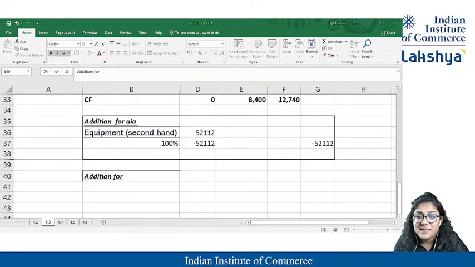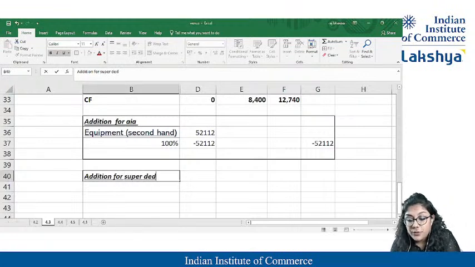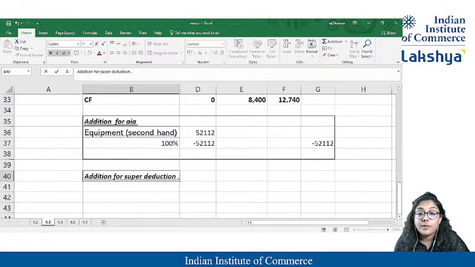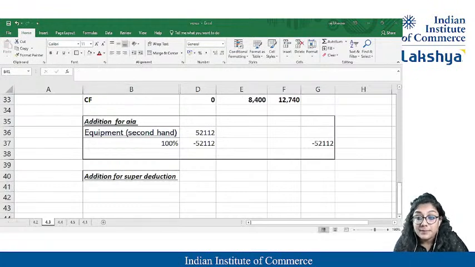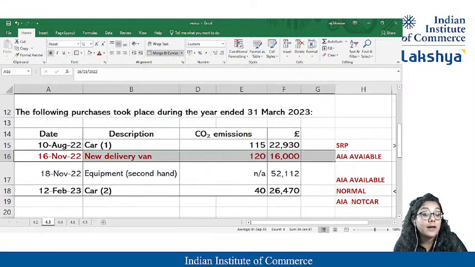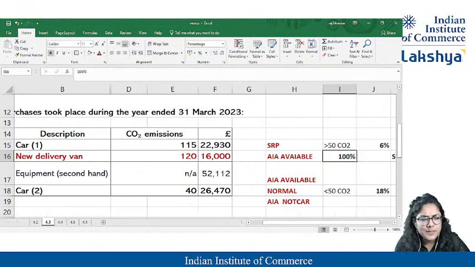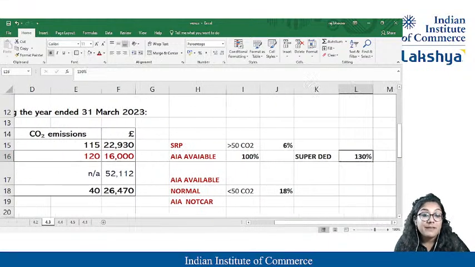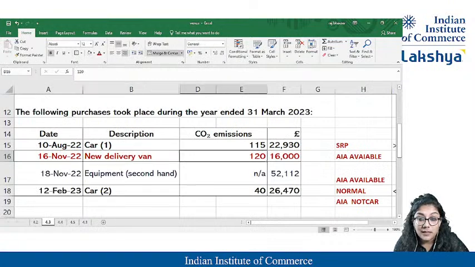SRP? Yeah, there is my special deduction, the super deduction. Ma'am, you have purchased something, right? For that you are getting something, like it is not second hand. So, what have you purchased? Have you purchased a new van? Yeah, ma'am, a new delivery van. AIA is available, 100% you can get the allowance. But if I'm getting 130, why will I not take 130?